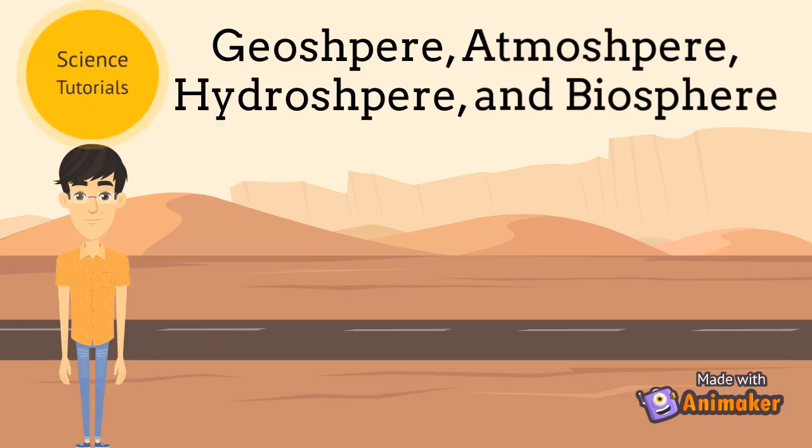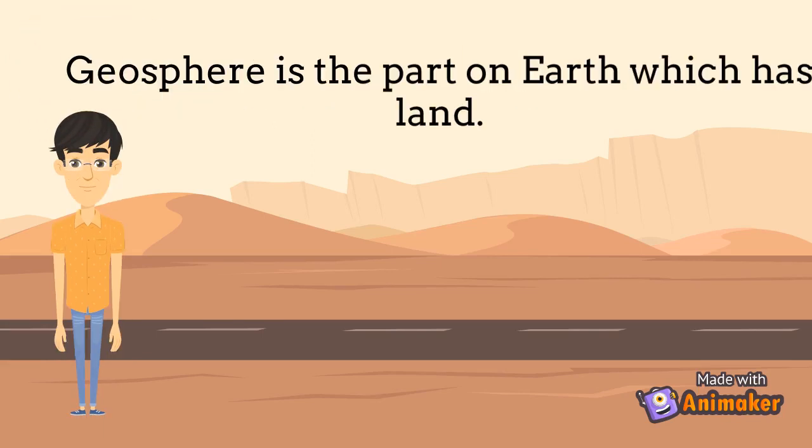Hello everyone. Today I am going to tell you the four main spheres, which are Geosphere, Atmosphere, Hydrosphere and Biosphere. The Geosphere is the part on Earth that has land. It can include soil, islands and rocks even.